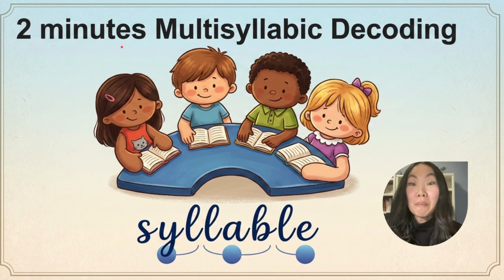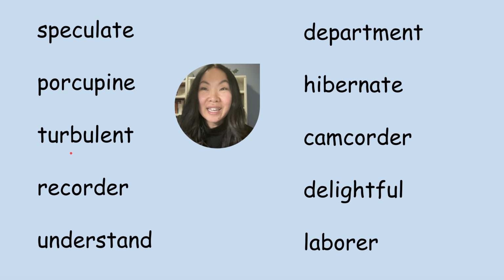2 minutes on multisyllabic decoding. I'll be demonstrating day 1, week 15, combination of syllable types on page 236. To introduce it, I would say something like, you know all the syllable types, and you know how to divide and read words with 2 syllables. Today, we will divide and read words that have more than 2 syllables. The challenge is to determine where to divide the word.